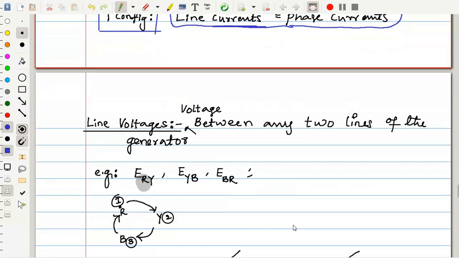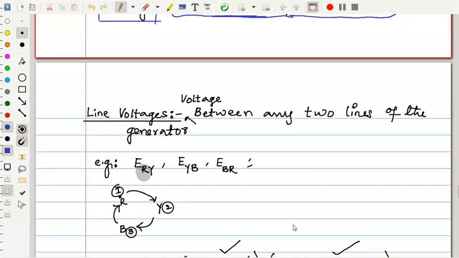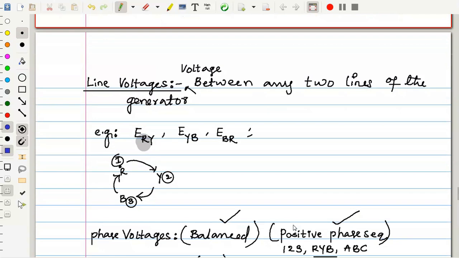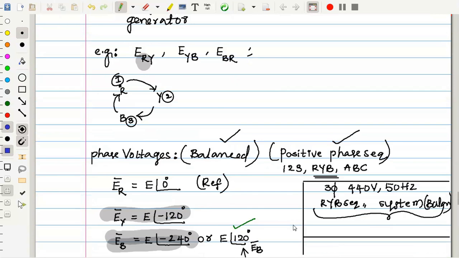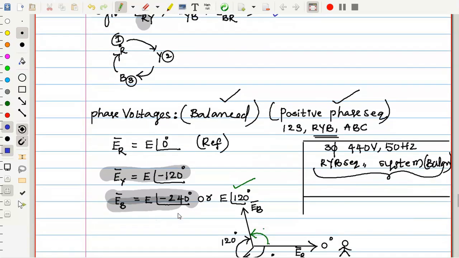Whereas the line voltages are the voltage between any two lines of the generator, which may be R2Y, Y2B, or B2R. And for deriving these unknown line voltages, we must start from some reference. In a three-phase system, a little more description about the system is required. One is whether it is balanced, another is the sequence of the voltages: is it positive sequence or negative sequence? If we know these two, we can quickly reach conclusions and derive each of the phase voltages in this way.